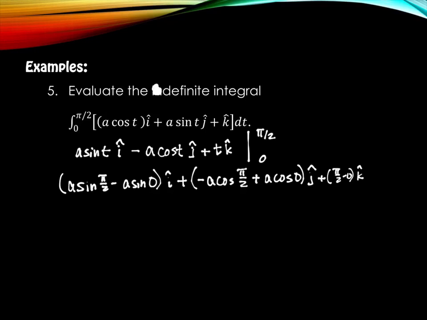What is sine of pi over 2? 1. How about sine of 0? 0. Cosine of pi over 2? 0. And cosine of 0? 1. Using those, the first piece will give me just a, times my i. The second component will be what? Another a, so plus a, and then the component j. And what will be the coefficient of my k component? Pi over 2. Yep, pi halves k.